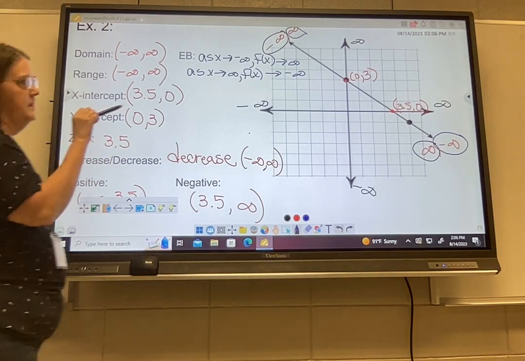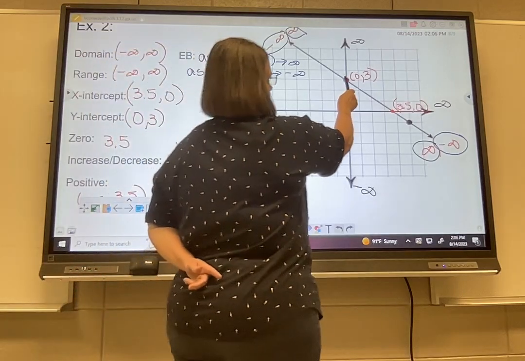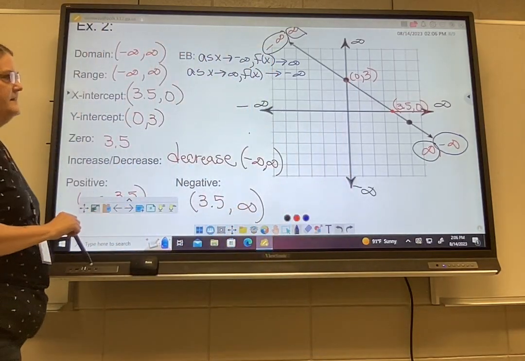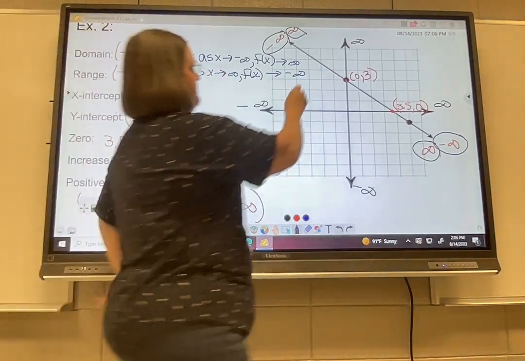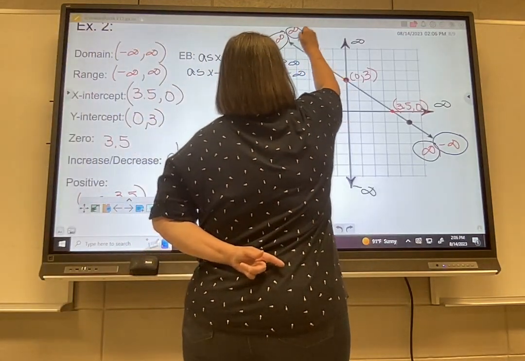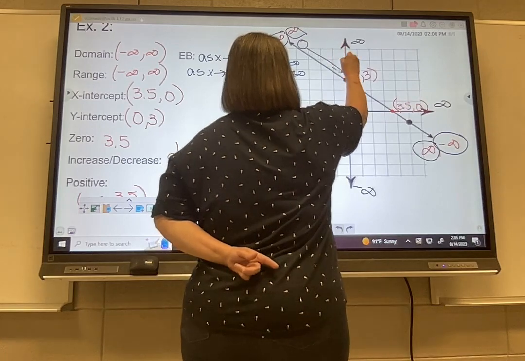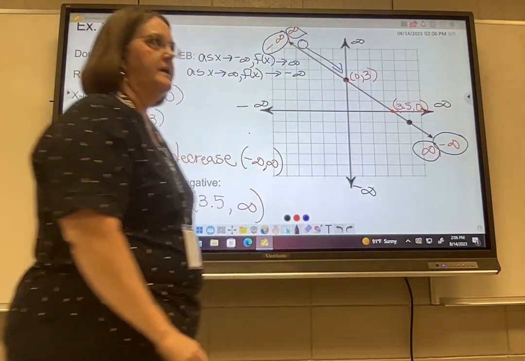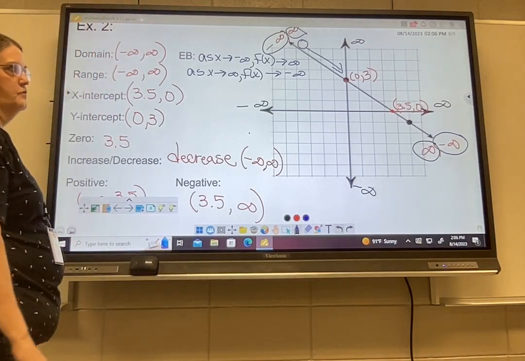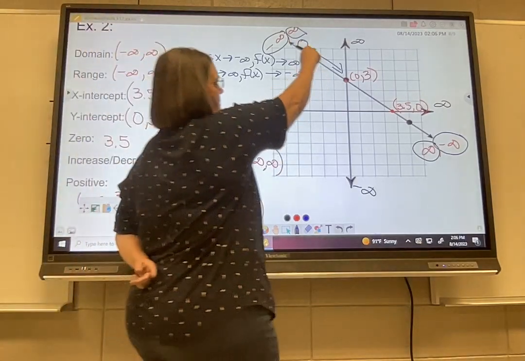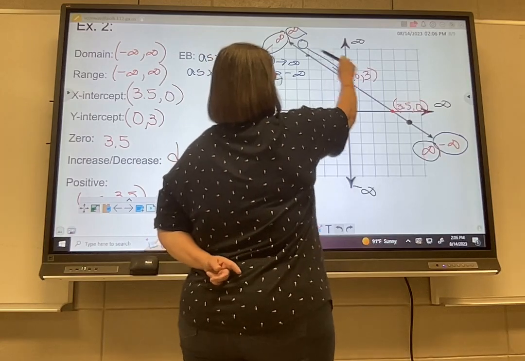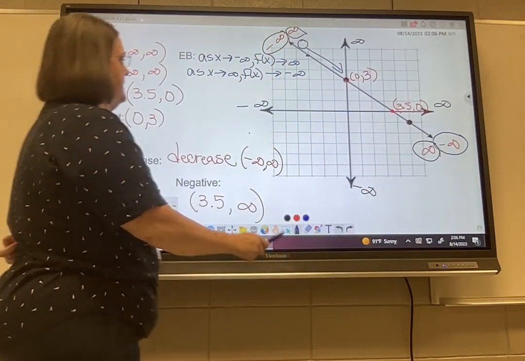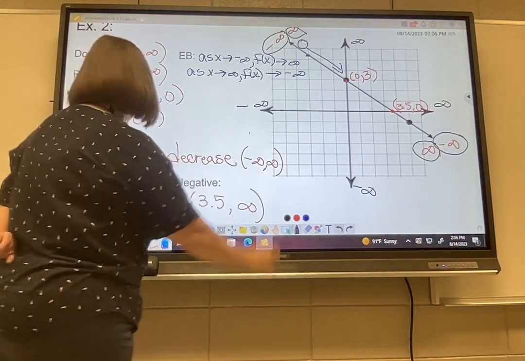The y-intercept is where the graph crosses the y-axis. That's 0, 3. This function is decreasing. If I put a rod right here, it is going down continuously, the entire function. So when I say decrease, I'm talking about y values. The y values decrease. If I were to label these points, they would be decreasing. If you look at the y's, they go down. And it is decreasing all the way from negative infinity to infinity.